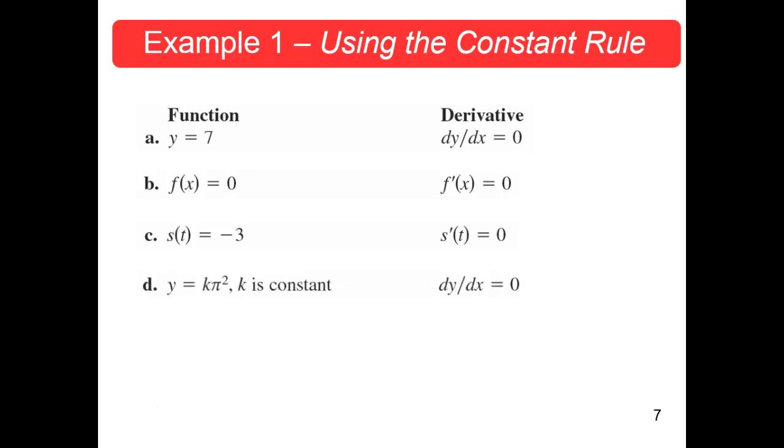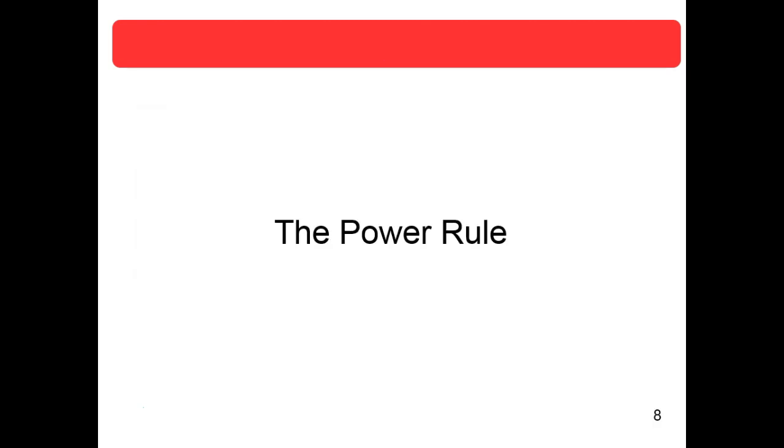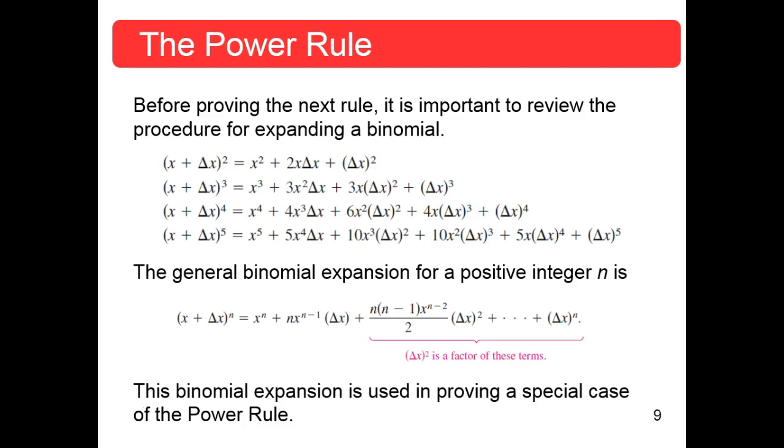How about y equals k pi squared, where k is a constant? Why not 0? Pi is a number, 3.1415. Just a number. K is a constant. The derivative of that is 0. Derivative of any constant. 4,845 thirds is a constant. The derivative of that is 0. Make sense? Oh, shucks, we're already on to the power rule? Wow, y'all are quick. Okay, so let's look at the power rule.